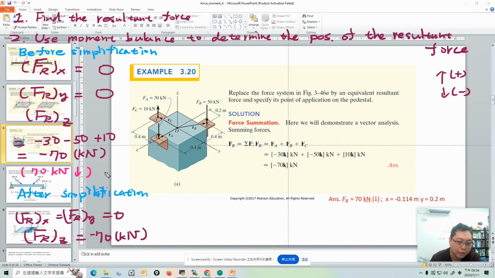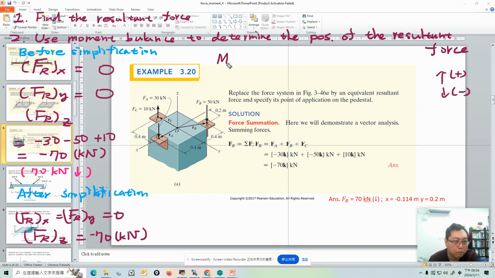The second criterion is that the moment must also be the same before and after simplification. So the next thing we have to solve is to calculate the moment before simplification. That's the most annoying part. This is a 3D problem and now we have three axes, so when you calculate the moment, you have to be careful.